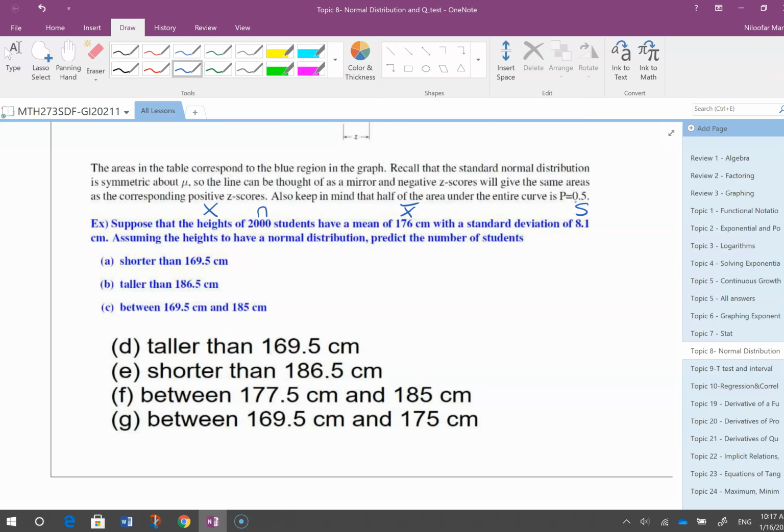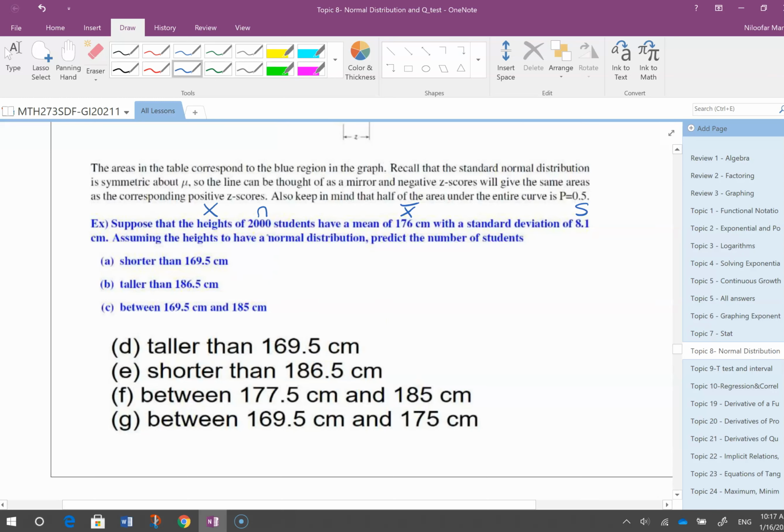So, how many people are shorter than this? How many people are taller than this? How many people are from this to this? How many people are taller than this? How many people are shorter than this? I want to do all types for you.